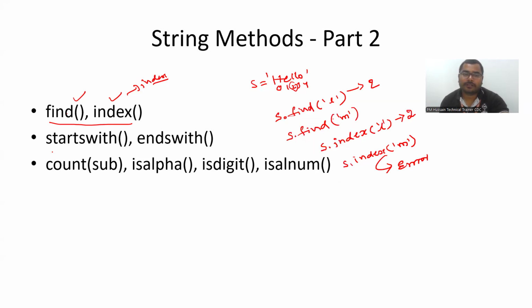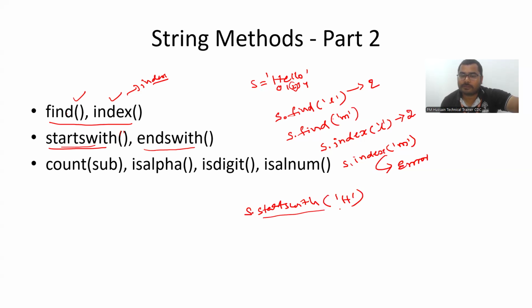Then sometimes you want to know whether a particular string starts with a particular character or not, or ends with a particular character or not. In such a case, you can use the methods startswith and endswith. These two methods will return either true or false. Let us see here, s dot startswith, and you can specify capital H here.